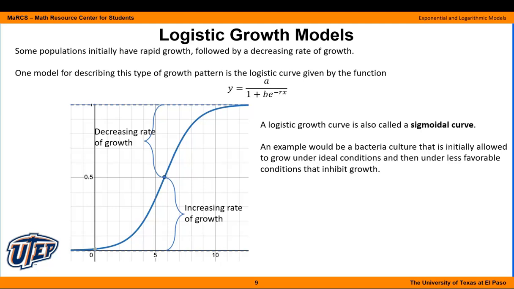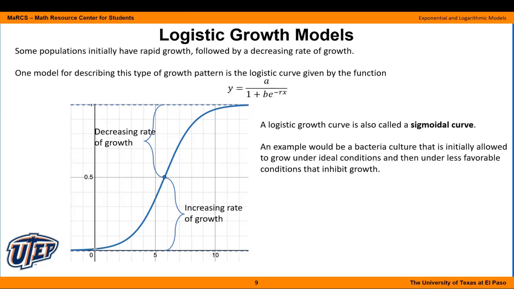Not all populations continue growing exponentially forever. In many situations, growth slows down after resources become limited. A logistic growth model is designed to describe this type of behavior. Notice the S-shaped curve shown on the graph.